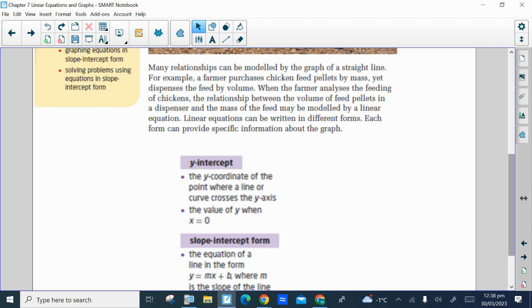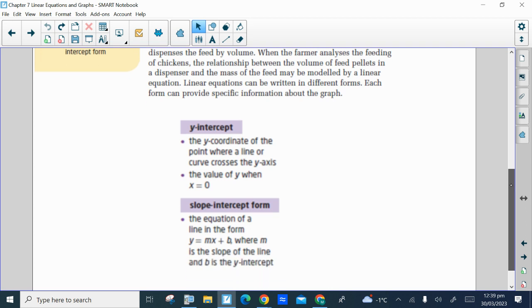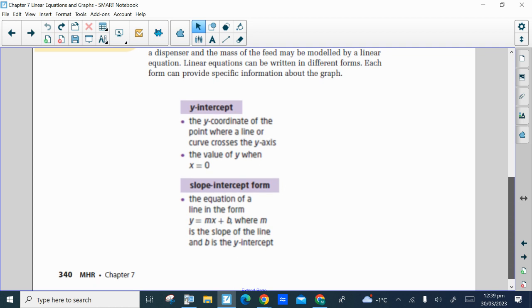Linear equations can be written in different forms. Each form can provide specific information about the graph. So the y-intercept is something that we're going to use for this slope-intercept form. The y-intercept is the y-coordinate of the point where the line or curve crosses the y-axis. The y-intercept is where the graph crosses the y-axis, which makes sense if you think about it. It's where the graph intersects with the y-axis.